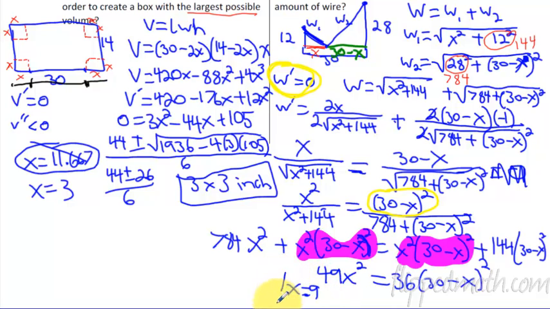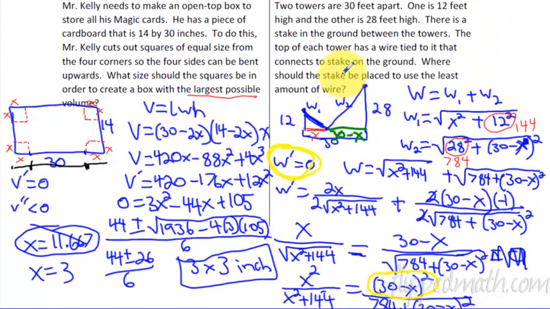So if x equals 9, after we use the quadratic formula on this, that means your answer is that you place the wire 9 feet away from the shortest, the 12-foot tower. So 9 feet away from that tower. Okay, that was a lot.